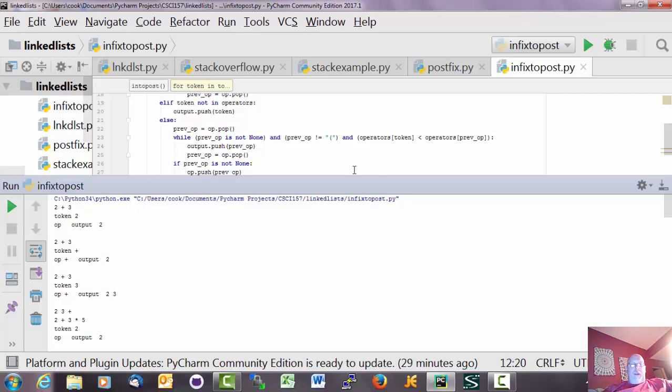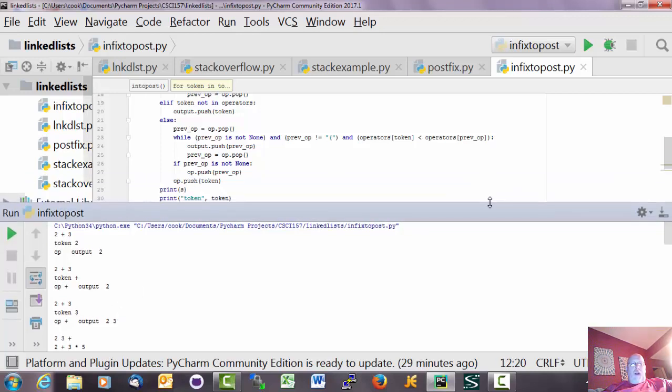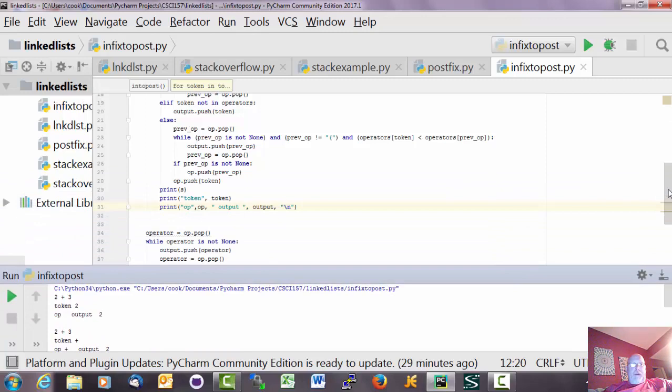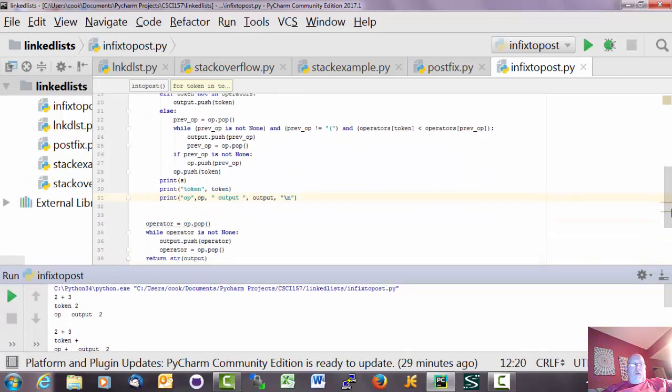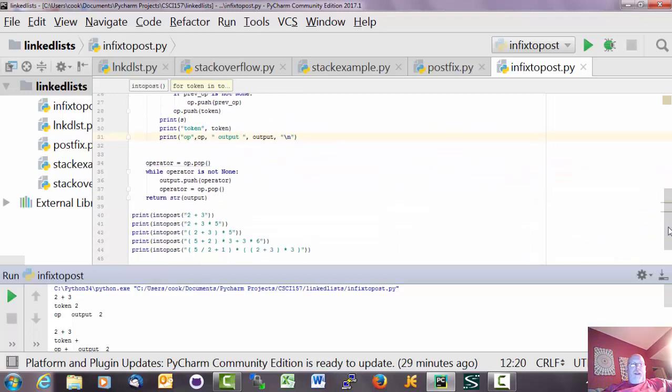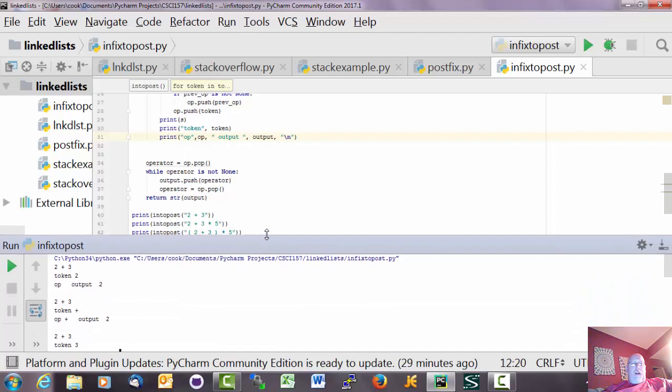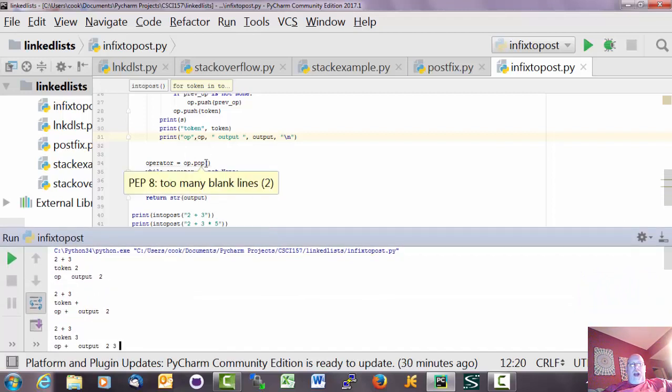And then we run out of tokens, so for token in tokens, we're done with that for loop. When we run out of tokens, then we come down to this while loop over the operators, and this goes through all the operators on the operator stack, and that means there's one thing on the operator stack, the plus sign.